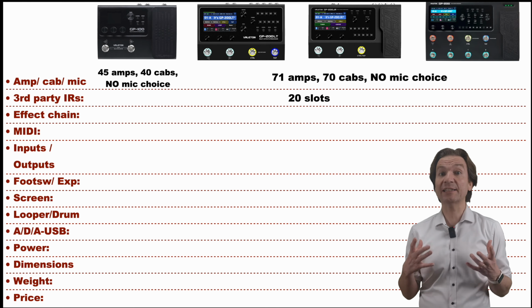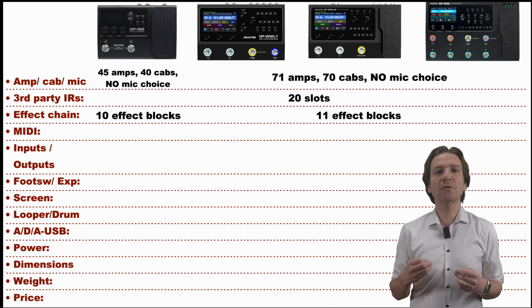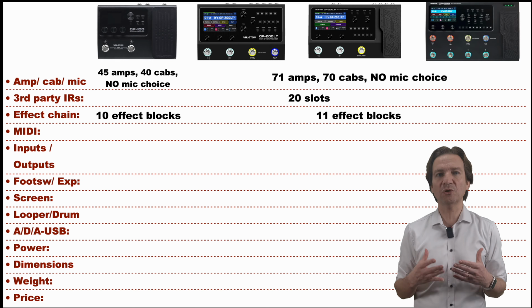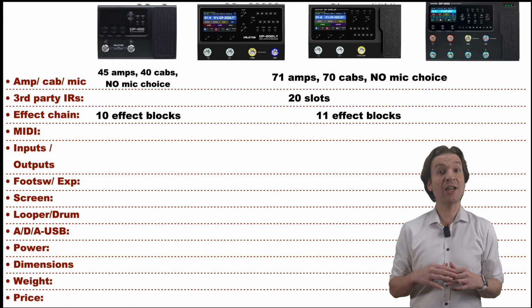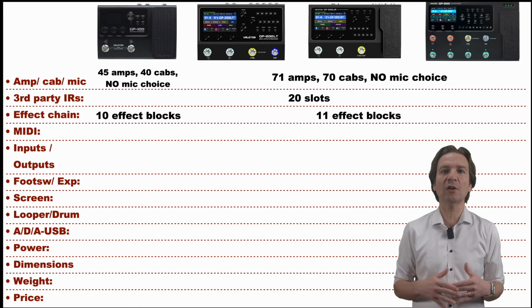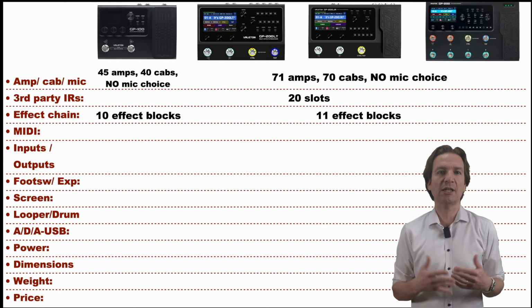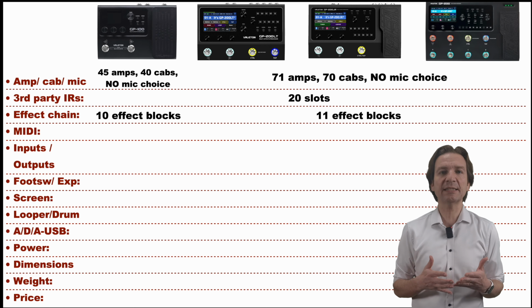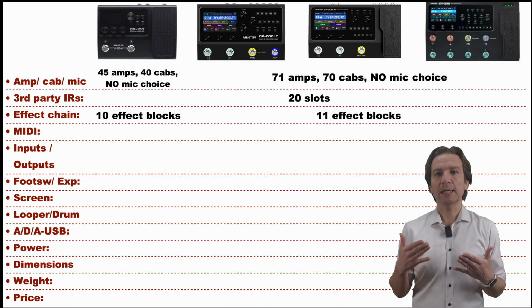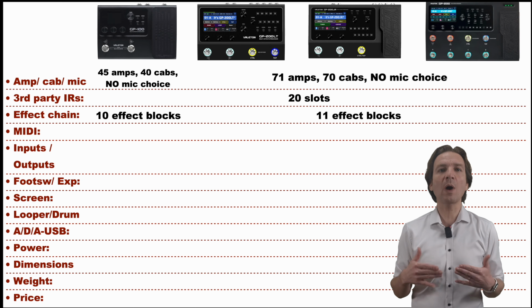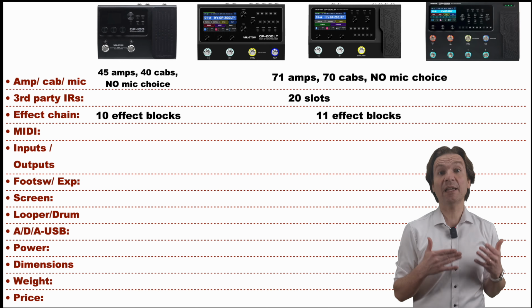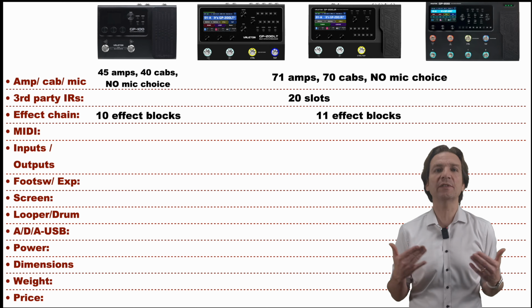In terms of effect chain, the GP100 offers 10 effect blocks where you can change the position of each block, but you cannot have many instances of the same effect in the chain. The main difference between the GP100 and the other units is that the GP100's bigger brothers offer one more effect block to insert in the chain, with 11 effect blocks instead of 10.